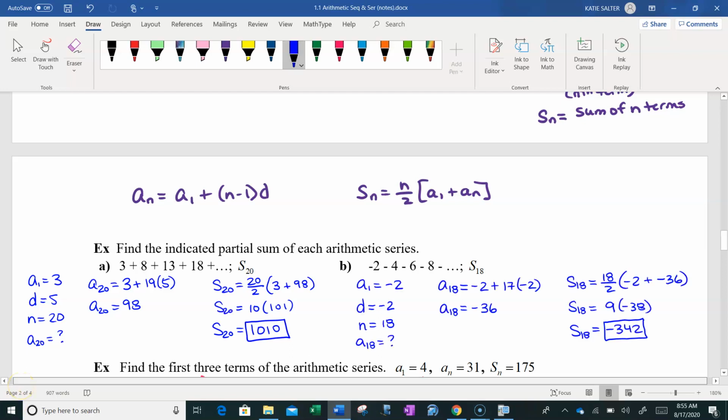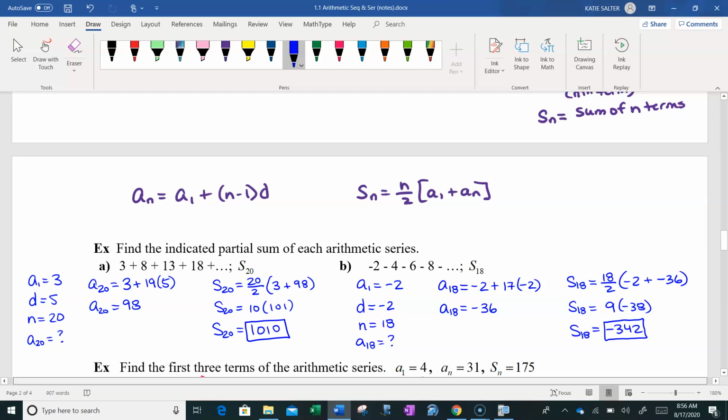Okay, so this problem is just like the last one. We know the first term. We can see that the common difference is -2 because it is subtracting 2 each time. We know we want to sum the first 18 terms, but we do not know the 18th term. So we use our first formula and find the 18th term. Once we know what the 18th term is, we substitute into our second formula. It's the first term plus the 18th term, and then we multiply it by the number of pairs, which is 9 pairs, and we get that the sum is -342. Okay, try the next one.